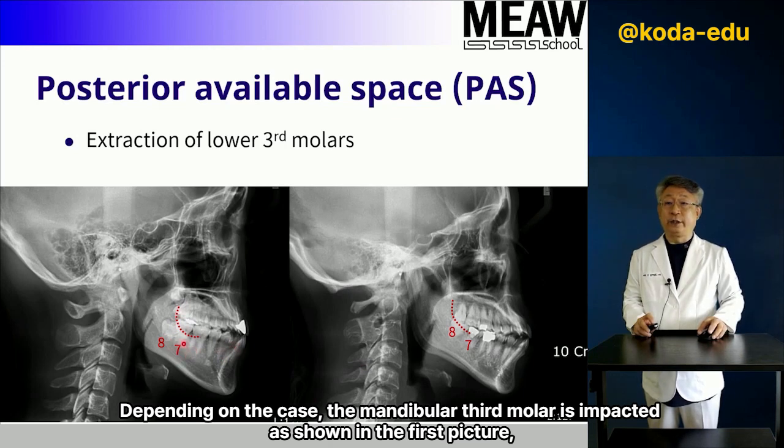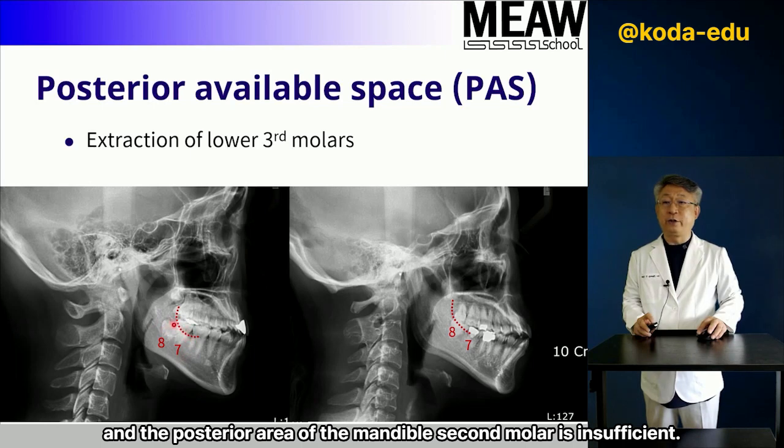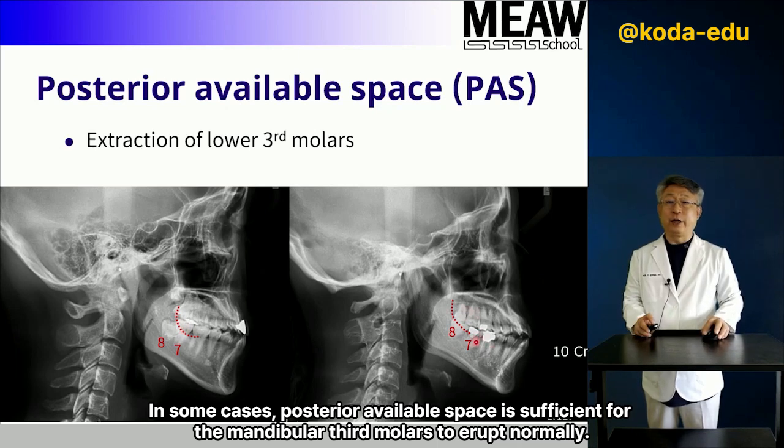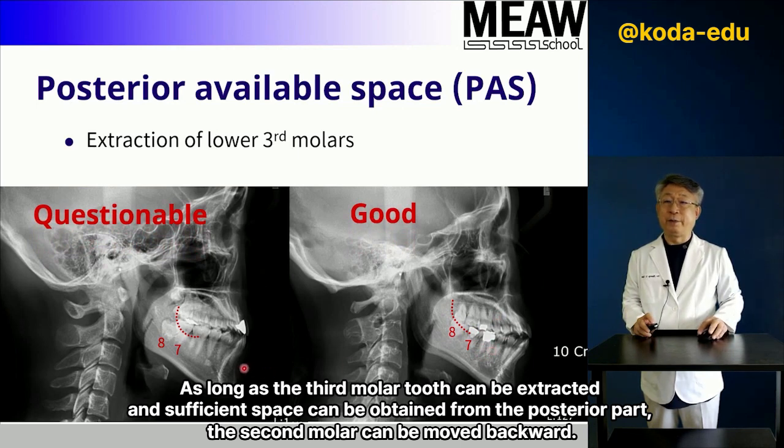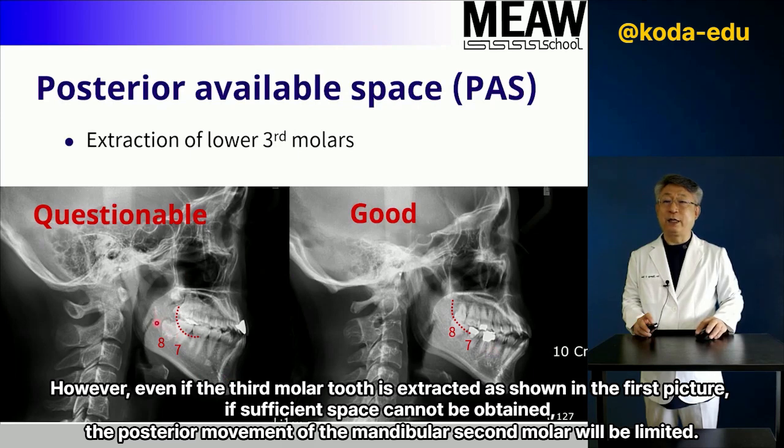Depending on the case, the mandibular third molar is impacted as shown in the first picture, and the posterior area of the mandible second molar is insufficient. In some cases, posterior available space is sufficient for the mandibular third molars to erupt normally. As long as the third molar tooth can be extracted and sufficient space can be obtained from the posterior part, the second molar can be moved backward. However, even if the third molar tooth is extracted, as shown in the first picture, if sufficient space cannot be obtained, the posterior movement of the mandibular second molar will be limited.